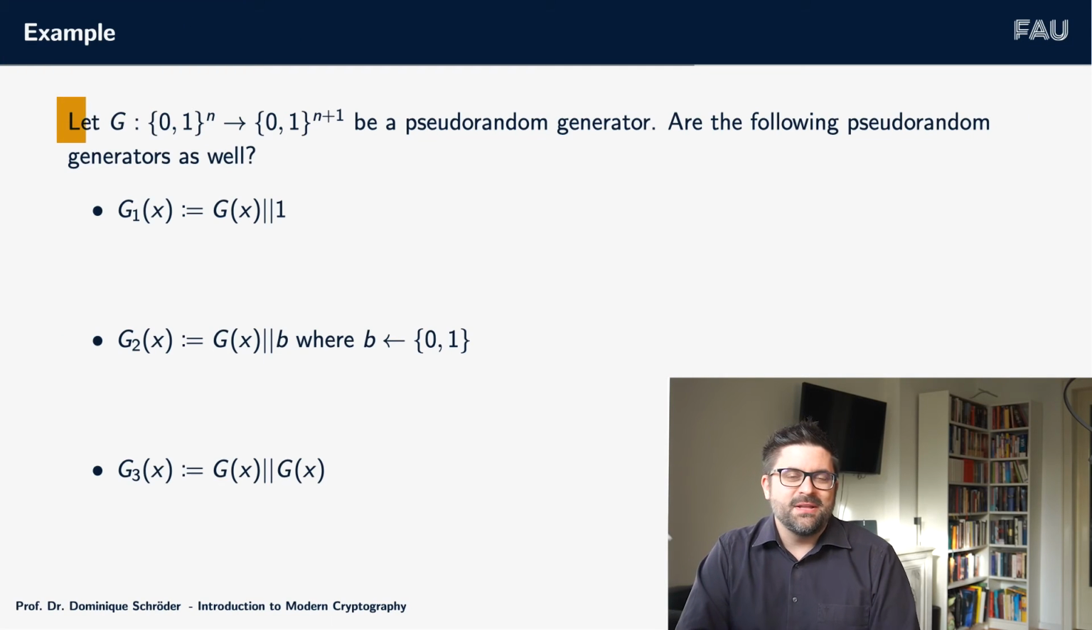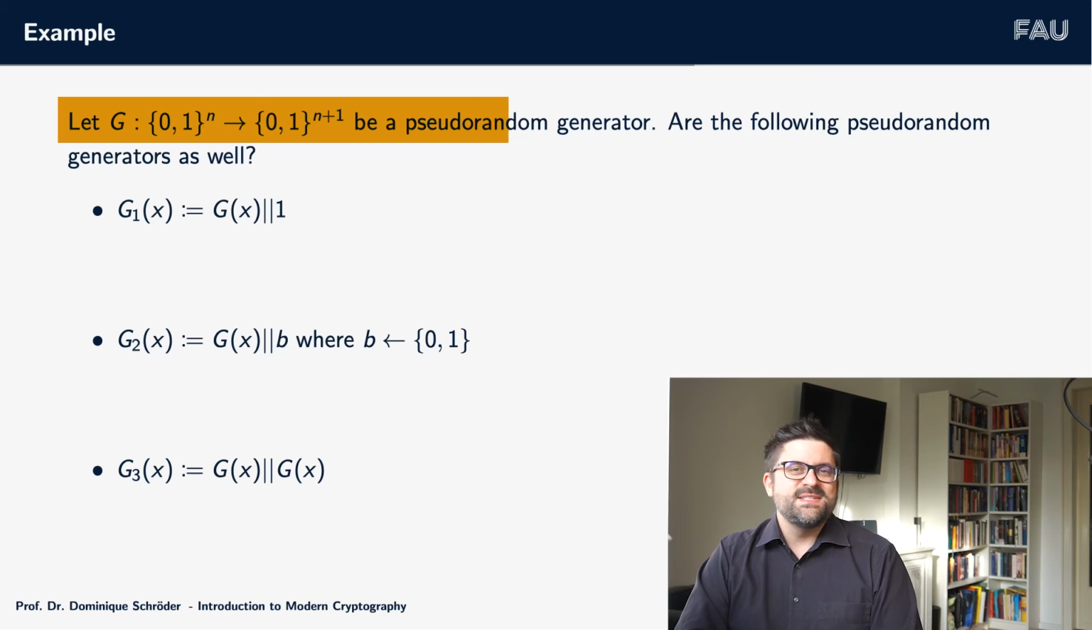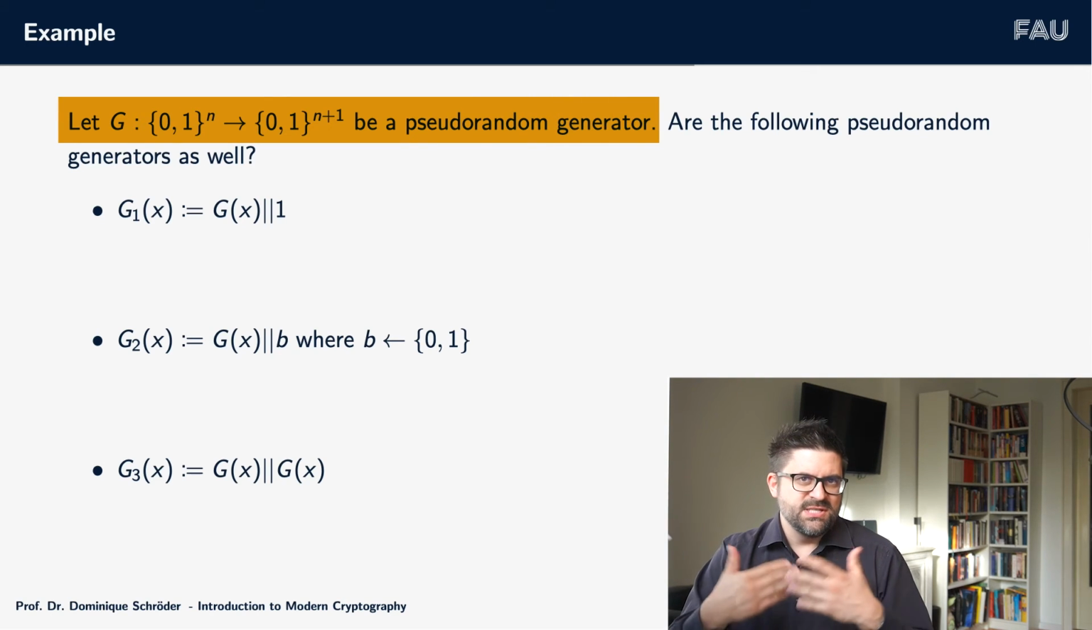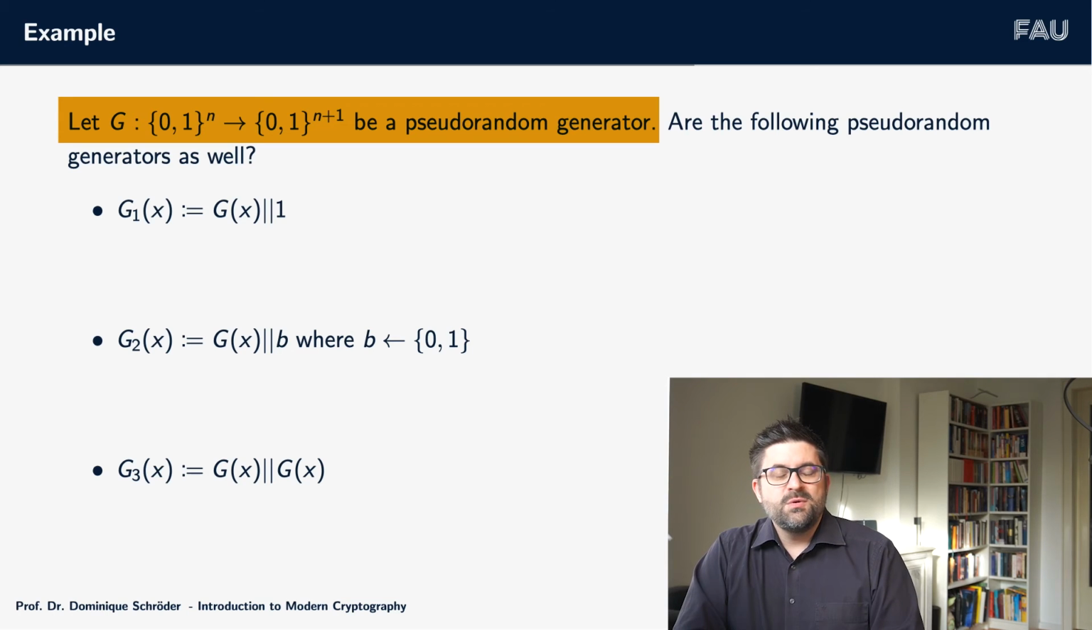So now let's take a look at a concrete example. We start with a PAG. At this point, we don't really care how it works. We just treat it abstractly. We start with this PAG that takes as input n bits, and it outputs an n plus 1 bit string, which means it expands its input by 1 bit.